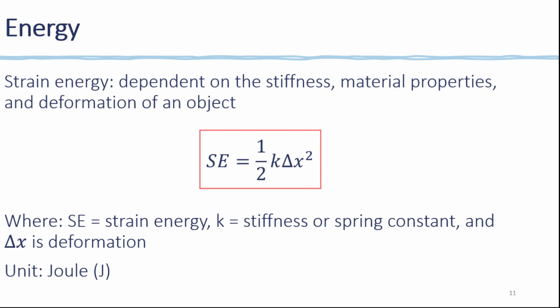So mathematically, the strain energy of a material is defined as SE equals 1/2 of K delta X squared. So SE is strain energy. K is this stiffness or the spring constant of the material. And delta X is the change in length or the deformation of the object from its undeformed natural position. So just like all other measurements of energy, strain energy is also measured in joules.